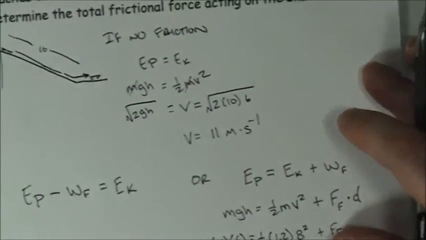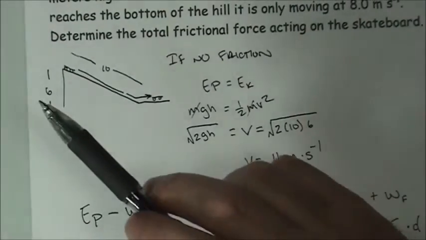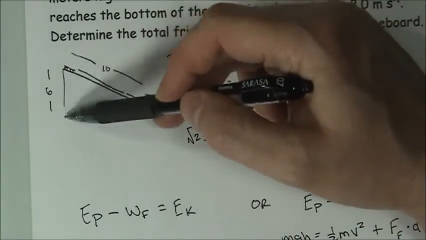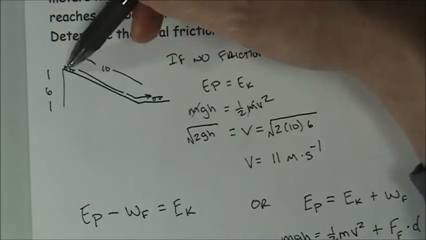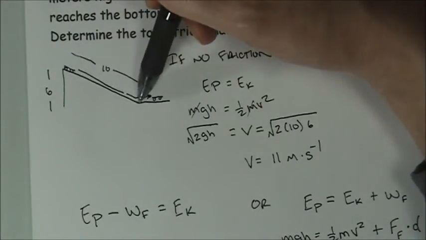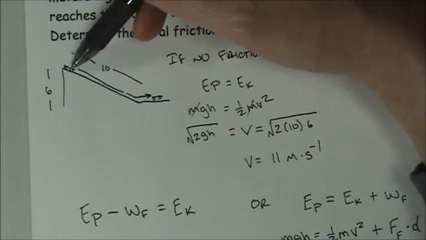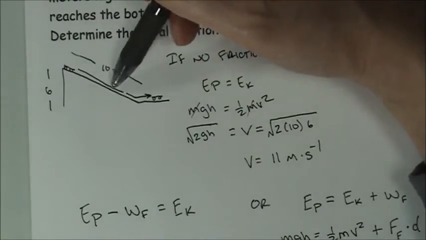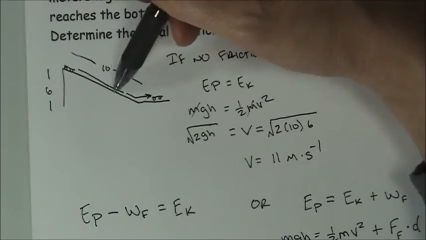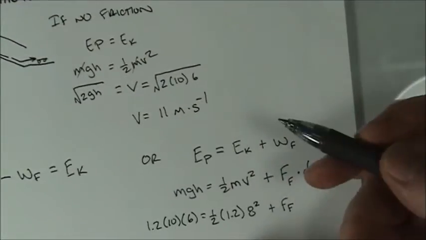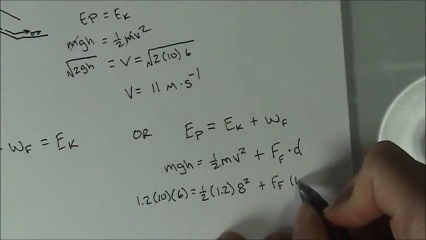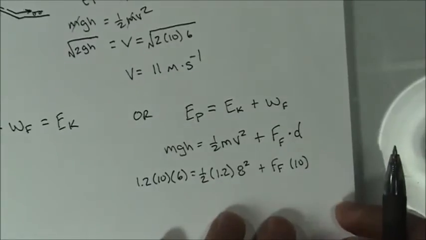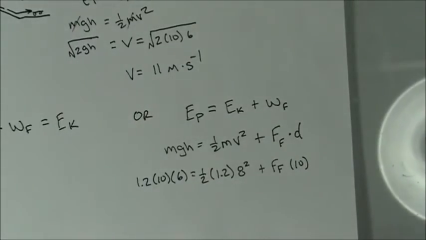Now this is really important to notice. The distance is not the 6. So the frictional force is not acting vertically. The frictional force acts parallel to this surface. So the distance that the frictional force acts over is not 6, but it's actually 10. So the friction acts all along this plane, and it was told that that thing was 10. Okay, so just putting together the numbers.